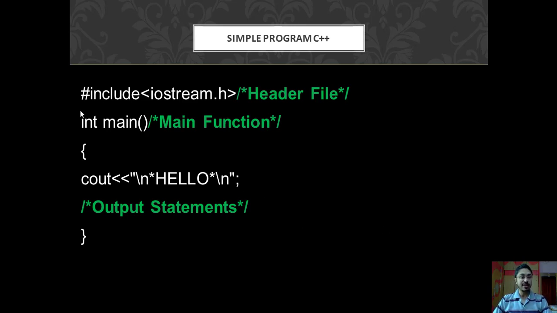The first line here is #include <iostream.h>. Here, hash is nothing but the preprocessor directive. You have already studied preprocessor directives in C, and the same concept has been carried forward in C++ also. Now what is the preprocessor directive? You can break down this term: preprocessor. Before the processing begins, you have to include something. And what do you have to include? You have to include this iostream.h header file.